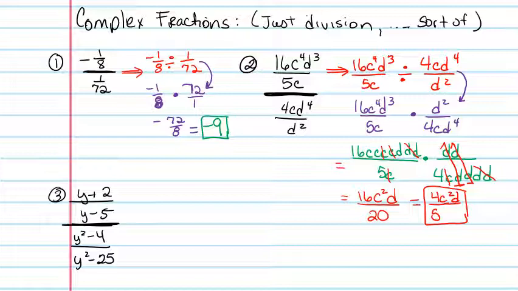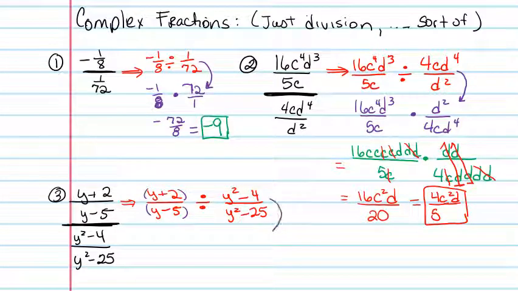All right, same thing for number 3. This is just a division problem. So I'm going to rewrite this as y plus 2 over y minus 5 divided by y squared minus 4 over y squared minus 25. Now, remember when we did these, if they could be factored, we factored and flipped. So I'm going to factor and flip for these because they are factorable.